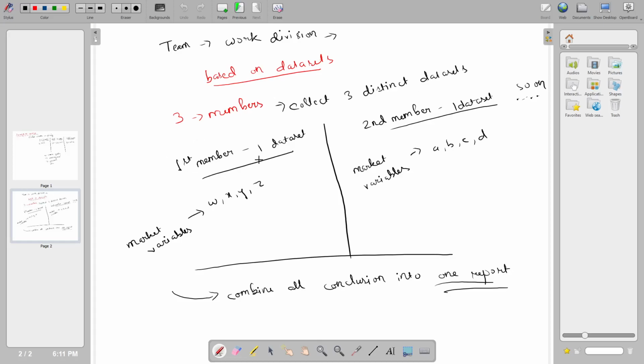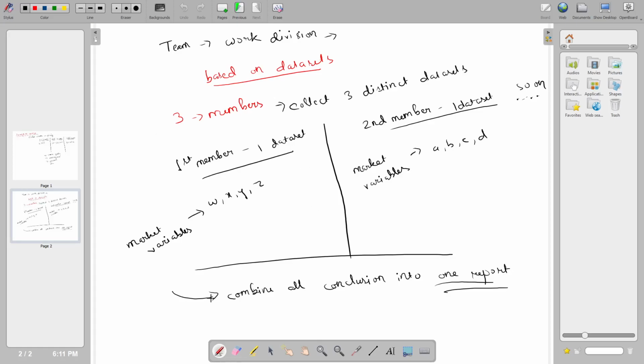Let's say the first member picks one data set, with variables w, x, y, z. The first member performs clustering techniques and segmentation on that data set. Then the second member picks another data set and works on the variables in that data set, and so on. You can divide the task in this way, so that every member gets an idea. You perform the analysis on all the data sets you collected, and then you can combine all the conclusions.